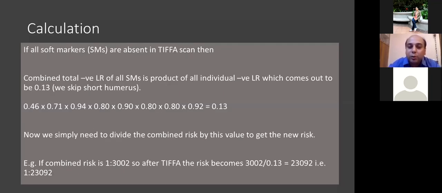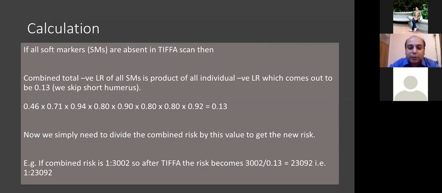In case no soft marker is present, the equation is very simple. We multiply all the negative likelihood ratios of all the markers except short humerus, which gives us the result of 0.13. This 0.13 can be remembered, and the risk before the scan is divided by this 0.13 to get a new risk. For example, if the combined risk or the age risk before the scan was 1 in 3002, then after the TIFA scan it becomes 3002 divided by 0.13, that is 23092. It goes from low to very low risk.